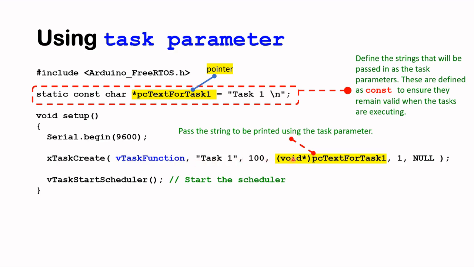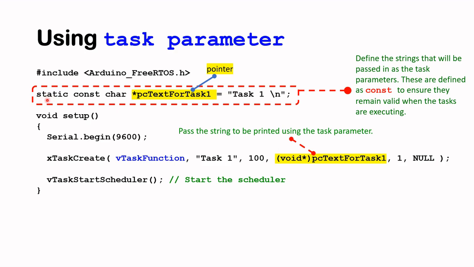And if you go along here, notice the task parameter. This time we have this (void *) pcTextForTask1. This is used to pass the string to be printed using this task parameter. All right, we're going to print the string using the task parameter. Now let's go back up here.